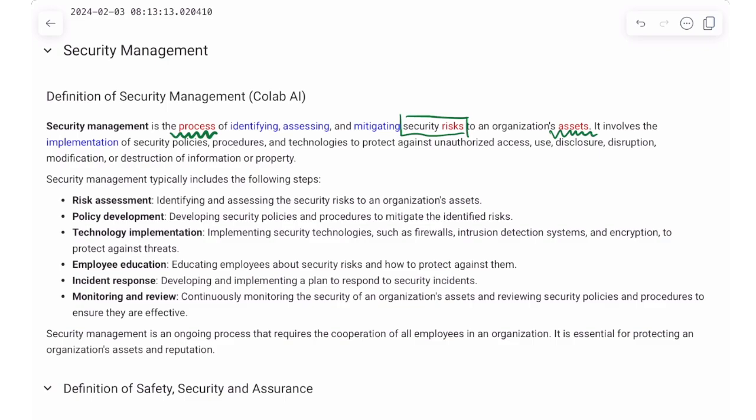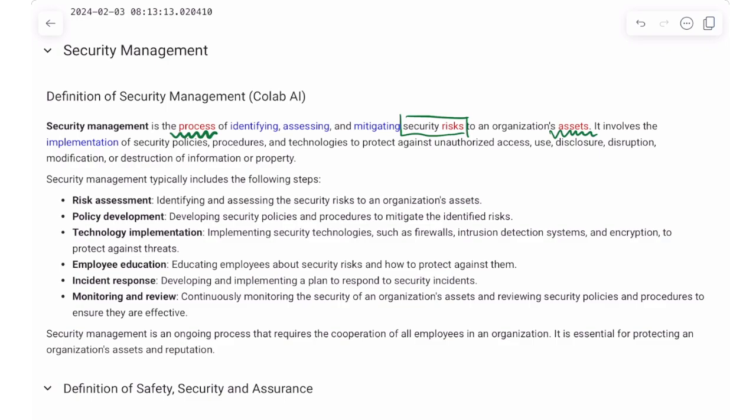And if you want to do such things, you have to implement a lot of different security policies, procedures, and technologies, hardware, software, policies, rules, and use such technologies or rules to help you protect against the unauthorized access, use, disclosure, disruption, modification, and destruction of your data asset. Because that is the most important thing you need to protect in your organization, which is the data.